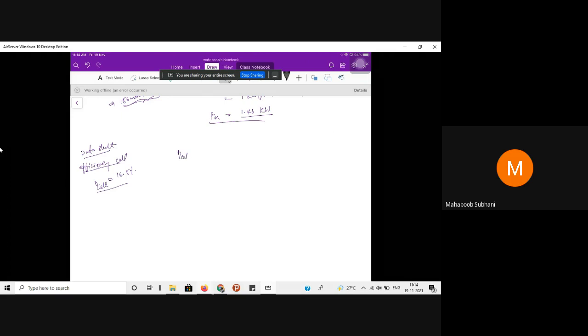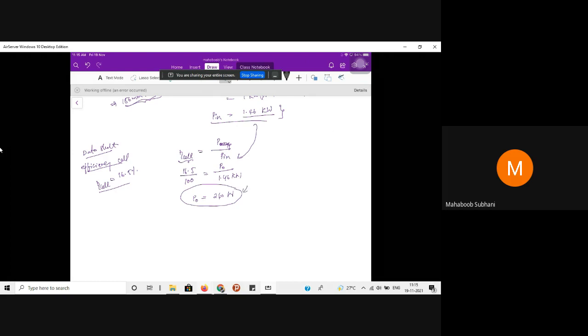Now, η cell is equal to P out max, or P output, divided by P in. The cell efficiency is 16.5 divided by 100, equal to P out divided by P in, which is 1.46 kilowatts. After doing the calculation, the maximum power output of this panel will be nearly 240 watts. Okay. For the input of 1.46 kilowatts, we are getting the output of 240 watts alone, right? See, the efficiency is very low, even when you compare with the IC engine, where we'll probably have 42% efficiency.